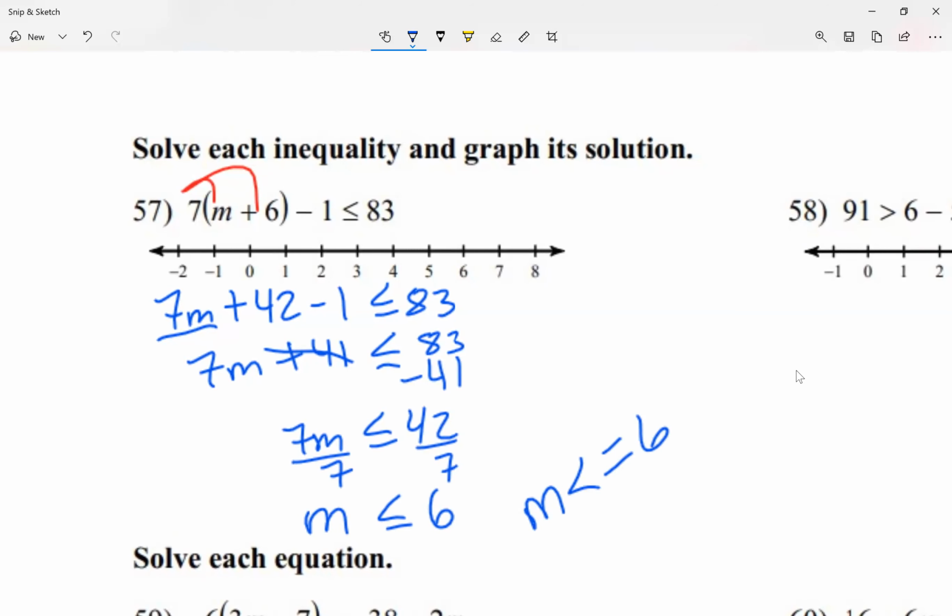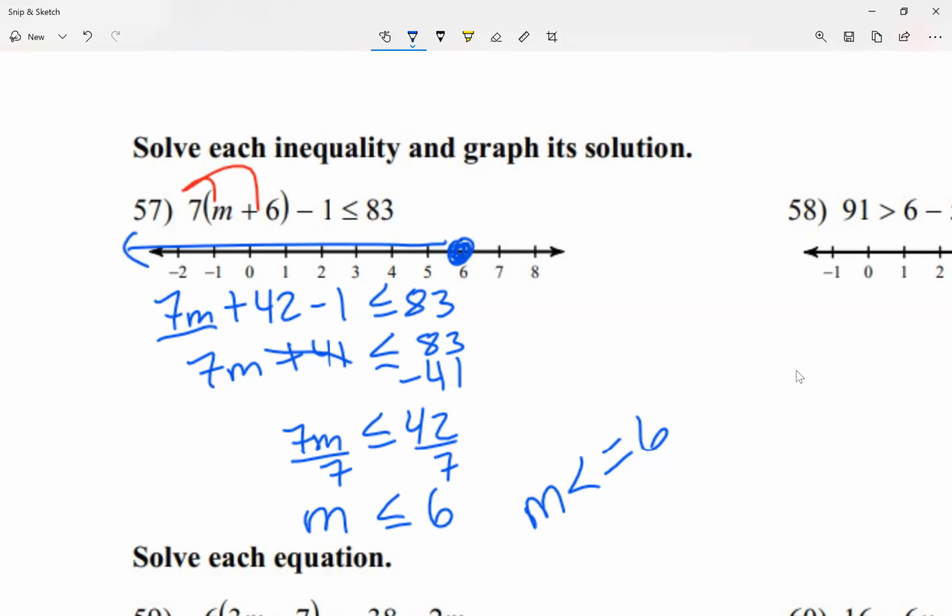You're going to go m less than or equal to 6. All right, so if I'm just solving it, that's it. M is less than or equal to 6. If I have to graph it, I have to circle 6. It's a closed circle. My inequality goes to the left, so I go to the left.